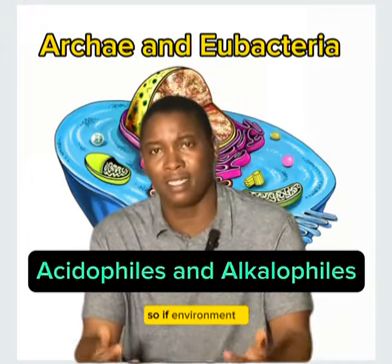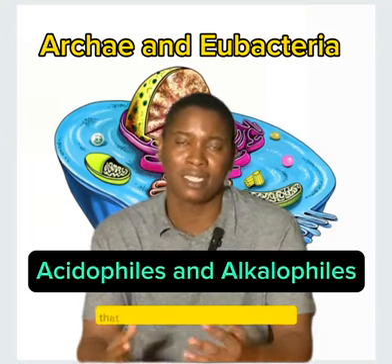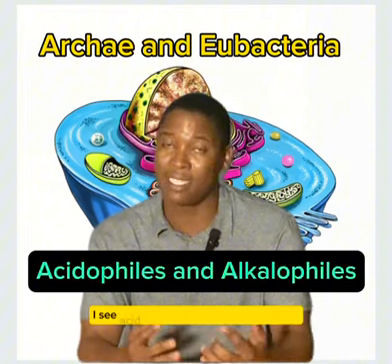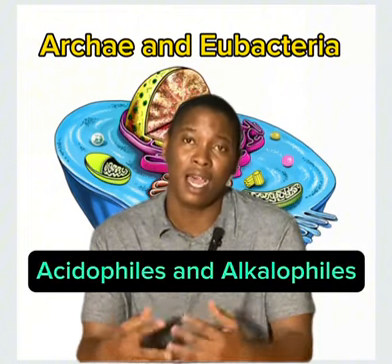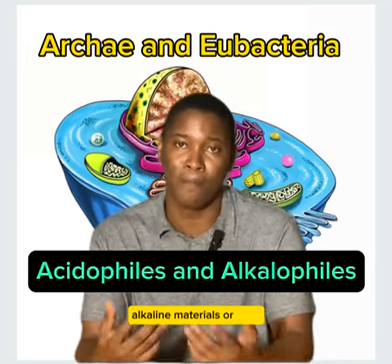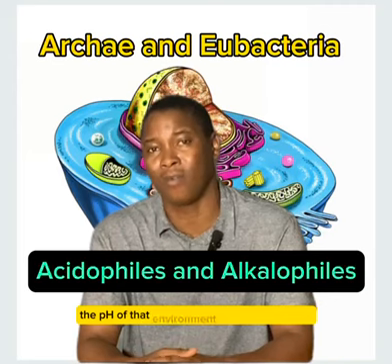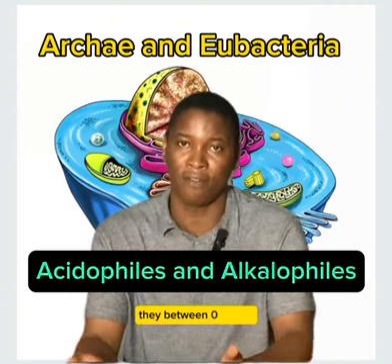So if acid dey very much for an environment, that environment go get very low pH. Na say acid don plenty for that environment. And if the environment get many alkaline materials or base dey plenty for that environment, you go see say the pH of that environment go dey very high. That pH e get scale, e dey between 0 and 14.